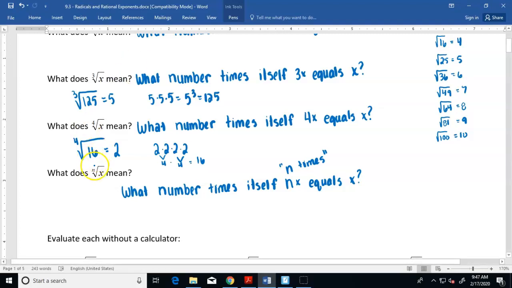The n matches whatever number is in front of the root. It could be a 5th root, 6th root, 7th root, a 1000th root. The n is what type of root it is, and that tells you how many times you're multiplying the number. The x is whatever number's on the inside, so that's like the answer that you're trying to get.